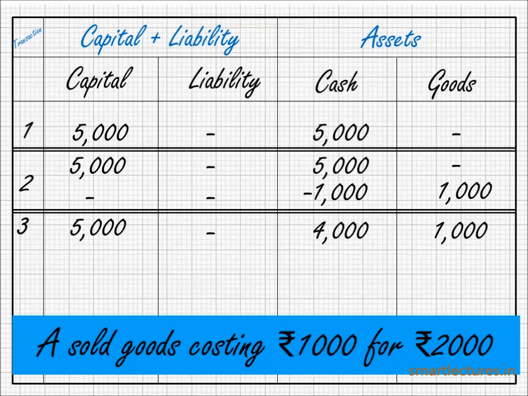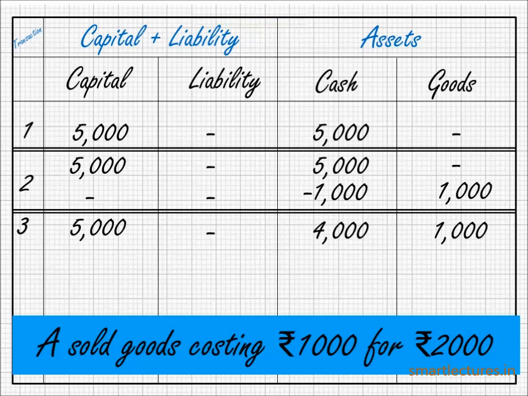The third transaction is A sold goods costing rupees 1,000 for rupees 2,000. You know, the firm had got goods of rupees 1,000. The whole of the goods have been sold for rupees 2,000. So one thing is clear, the firm has made a profit of rupees 1,000 because the costing was only rupees 1,000 but the selling price is rupees 2,000. You know, this is the business. The goods are bought at cheaper price and the same goods are sold at the higher price to the customer. So this firm has done the same thing.